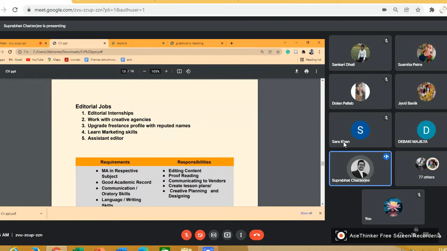You have to work with creative agencies. Now they have defined creative agencies, so you look into which creative agency will actually help you by giving a certificate that is valid. Then you start as a freelancer, and then you upgrade both your freelancing skill and your freelancing profile. How will you do that? By associating with reputed names. Say you have done work with a very big brand, a newspaper brand, or that of a book publishing company.